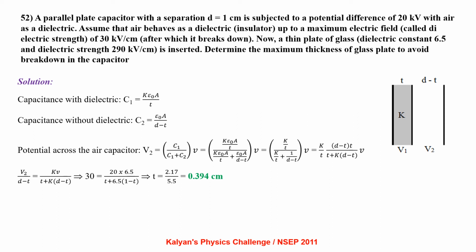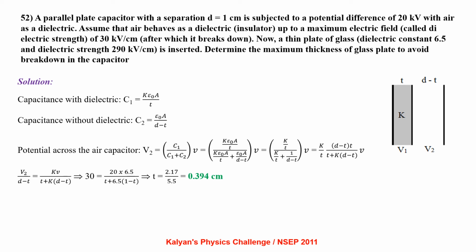Now a thin plate of glass, dielectric constant 6.5 and dielectric strength 290 kV per centimeter is inserted. Determine the maximum thickness of the glass plate to avoid breakdown in the capacitor. Capacitance with dielectric C1 equal to K times epsilon naught A by T. Capacitance without dielectric C2 equal to epsilon naught A by (D minus T).